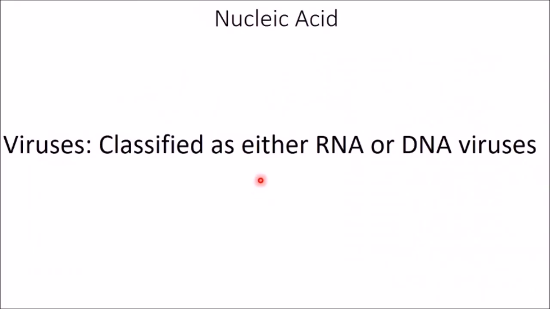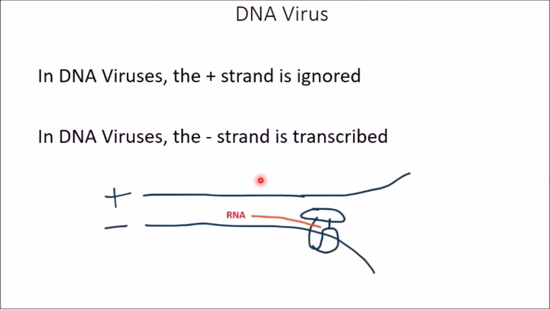Okay, viruses are classified as either RNA or DNA viruses. We'll go through DNA now. So here's where it gets a little bit confusing. DNA strands have that positive and negative nomenclature as well. In a DNA virus, the positive strand is ignored, all right, and the negative strand is transcribed. That's what we show here. This is a negative DNA strand, and we have an RNA polymerase transcribing the RNA. Then that can serve as a site for ribosomal translation, and that's how you get proteins.